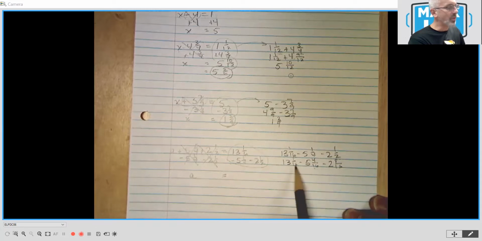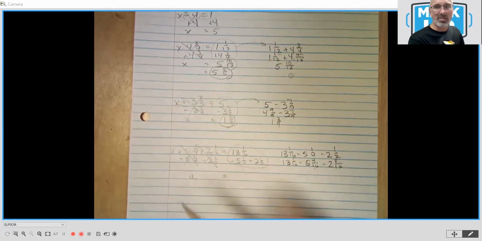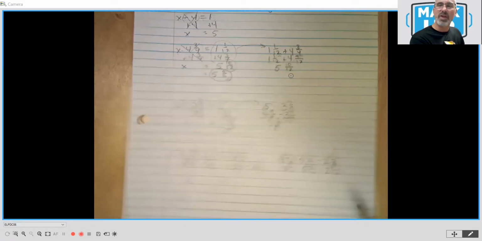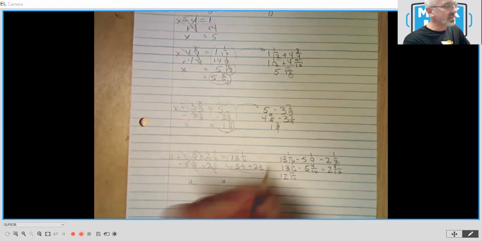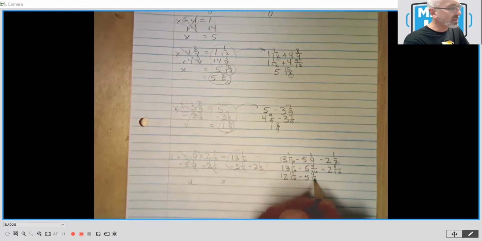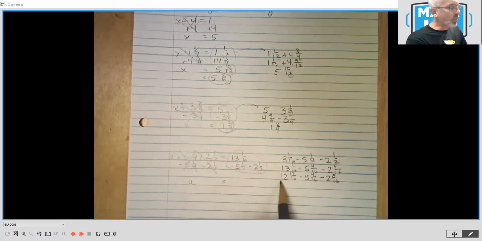So now we have 2/12 minus 3/12 minus 6/12. We can't do that kind of subtraction quite yet. So we have to regroup. So we're going to regroup this first one, 13, and we're going to make this 12 and 14/12. And then we're just going to rewrite this. Okay. So now we can do the operations on the whole numbers. 12 minus 5 is 7, minus 2 is 5.